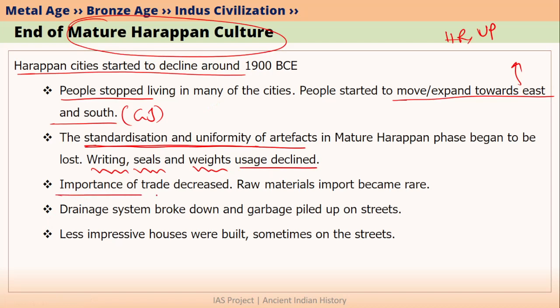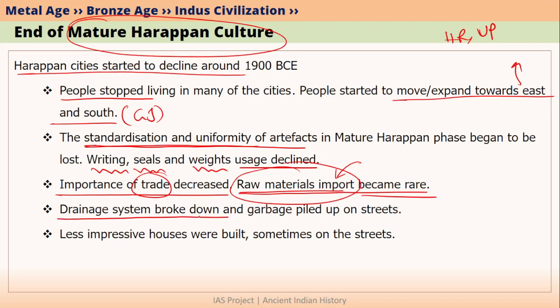Moreover, the importance of trade also declined because people moved out of cities and started building new, smaller settlements like villages. In villages, generally trade is not important. So imports and exports reduced. Because imports reduced, raw material import became very rare. Earlier, items and products were coming from Mesopotamia, Iran, Afghanistan and many other places. But in late Harappan culture, import of raw materials became rare. Moreover, the drainage system in the cities broke down.